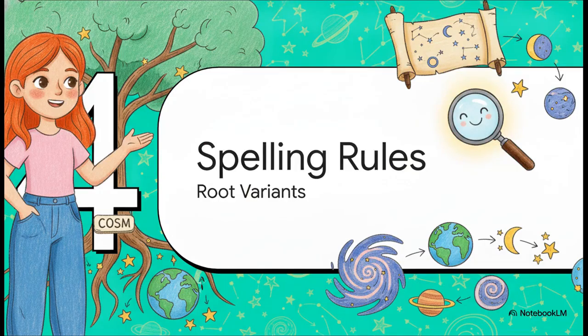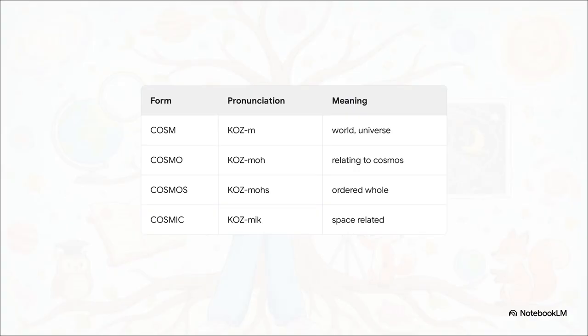Section 4. Shape-shifting spelling rules, root variants. Notice how the root can appear in a few slightly different forms, even though the core meaning always stays tied to the universe. We have the standard COSM, but then we also have cosmo, cosmos, and cosmic. Now, you might be wondering, why does the spelling actually change? Well, Greek and English word building often just adds vowels, like that connecting O in cosmo, or specific endings purely to make the words easier for us to pronounce out loud. As a top-tier speller, recognizing these slight shifts is absolutely vital. You aren't just memorizing random strings of letters, you're recognizing the root wearing different hats.